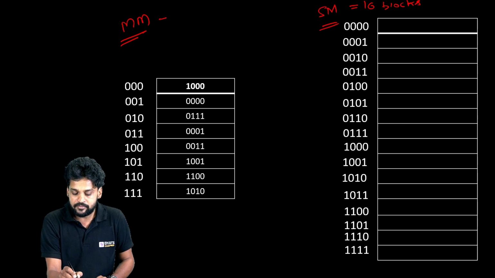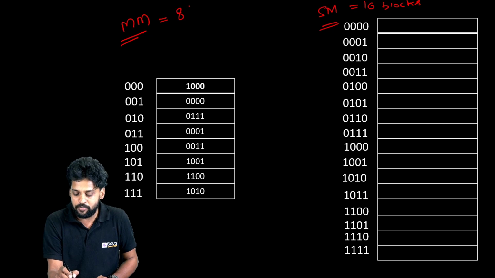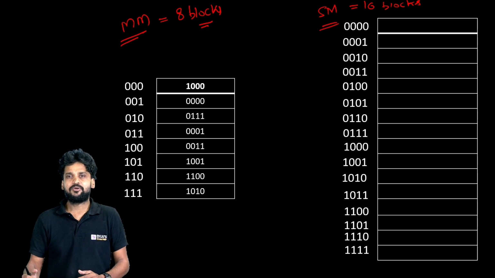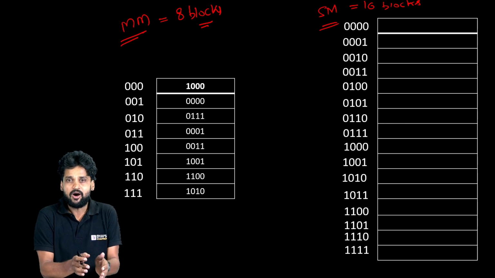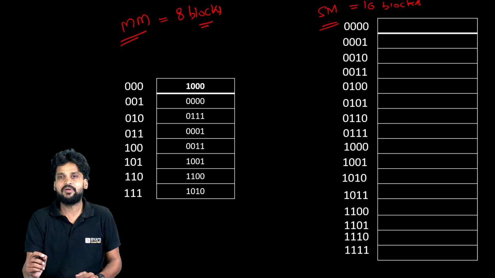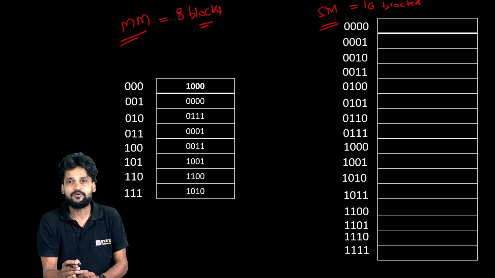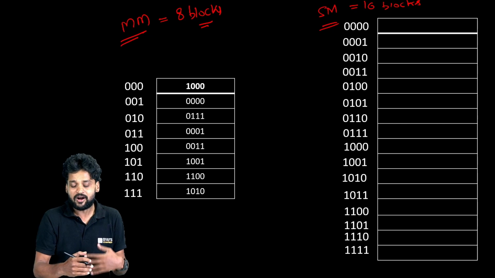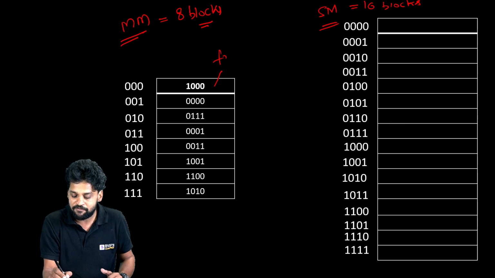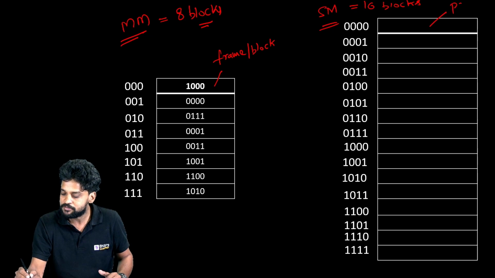And the main memory is, let us say, 8 blocks. Sir, what is a page? A page is nothing but a block in the secondary memory. In order to distinguish between a main memory block and a secondary memory block, we will refer to the block of the secondary memory as a page. We will refer to the block of the main memory as a block or a frame. So, one block in the main memory can be called either a frame or a block, whatever you call it. But one block in the secondary memory will be called a page.